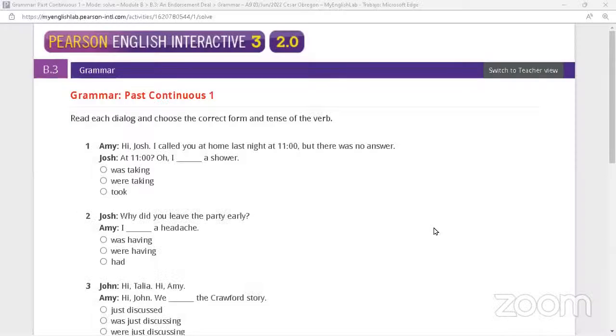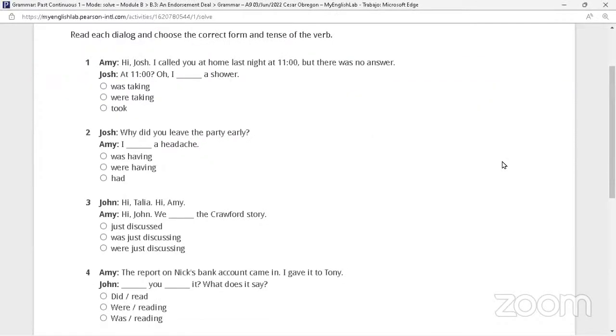Okay, let's do it. Read each dialogue and choose the correct form and tense of the verb. Number 1. Hi, Josh. I called you at home last night at 11, but there was no answer. At 11 o'clock? Oh, I was taking a shower. Yes, I was taking a shower.